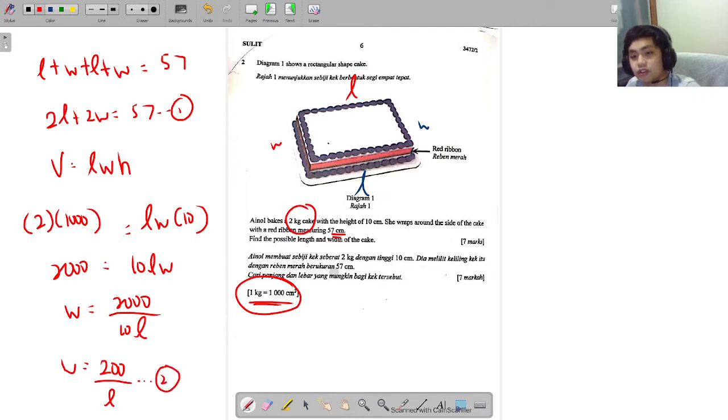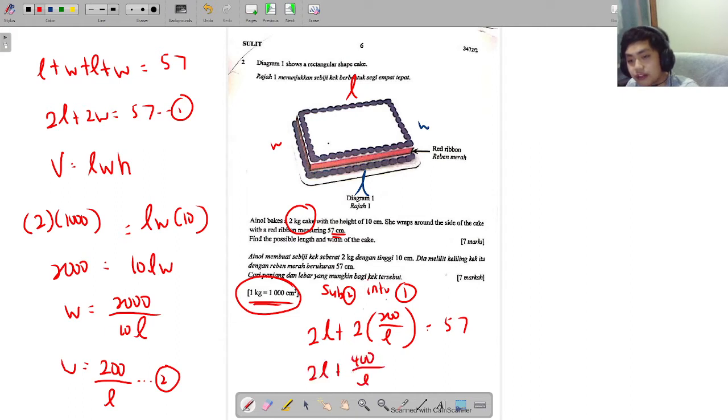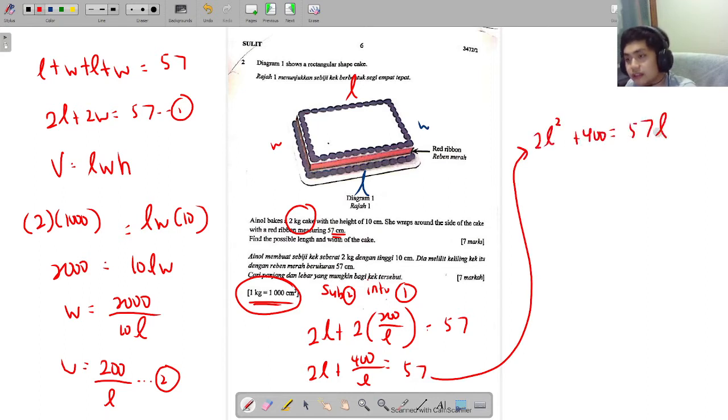So I have 2 equations to work with now. I'm going to sub 2 into 1. Right? So it will be 2L plus 2W, which is 200 over L, equals 57. So it will be 2L plus 400 over L equals 57. I'm going to cross multiply it. So it's 2L squared plus 400 equals 57L. So 2L squared minus 57L plus 400 equals 0. And then we can solve this quadratically.